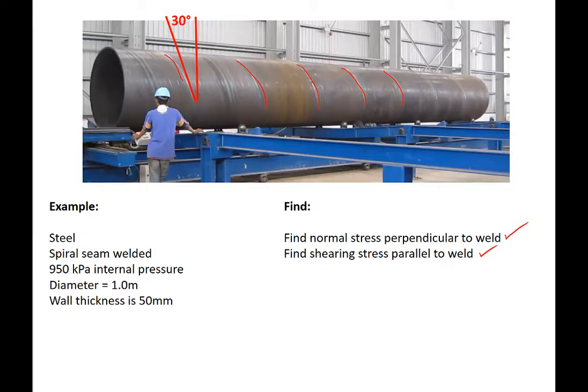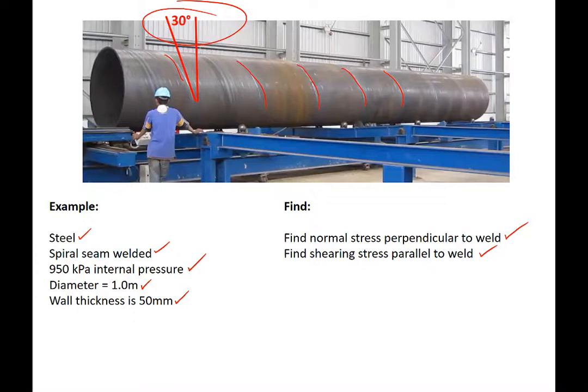Let's go back to it here, and we're told what the material is. We're told that we've got a spiral seam. We're told up here at the top what the angle of that thing is. We're given the internal pressure. We're given the diameter here, and we're given the wall thickness.